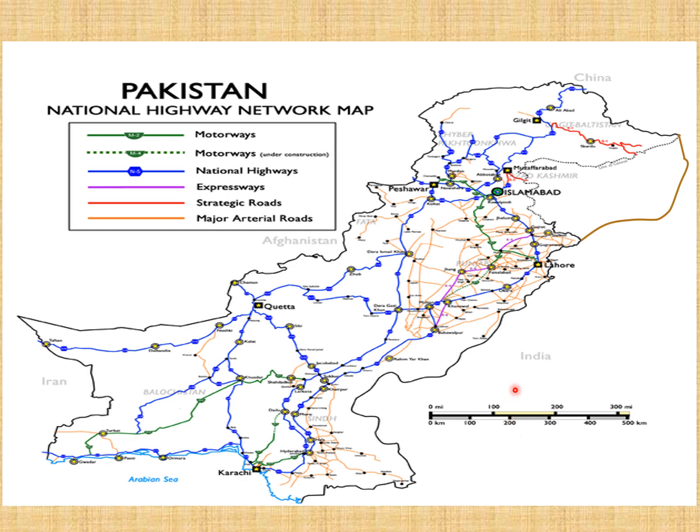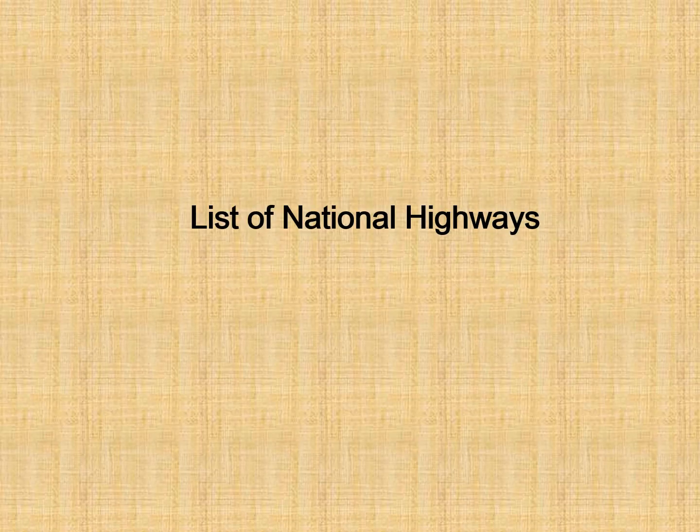Well, this map is portraying the national highways, the expressways, and the strategic highways or roads, and the motorways and the major arterial roads are also highlighted in this map. List of national highways.